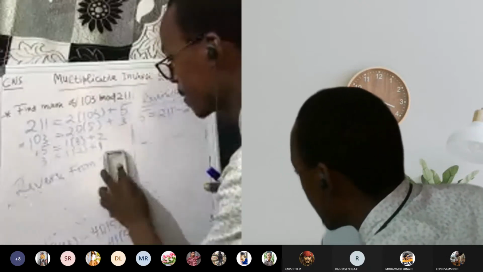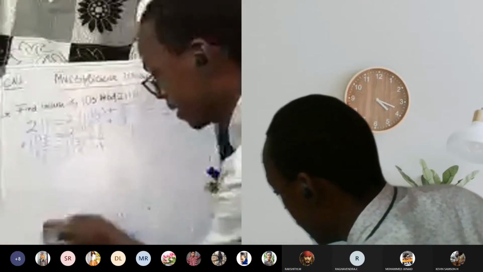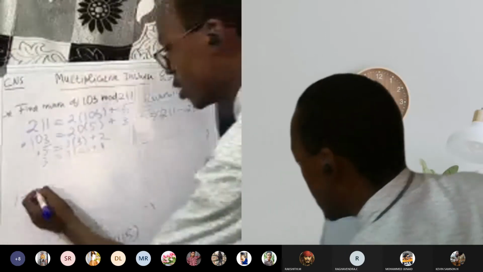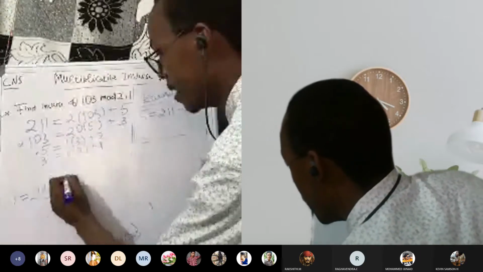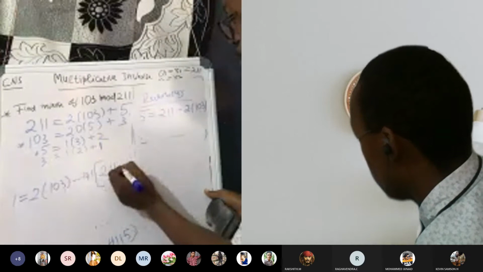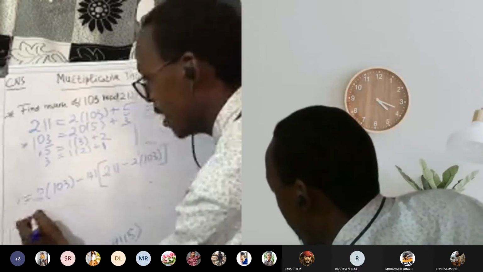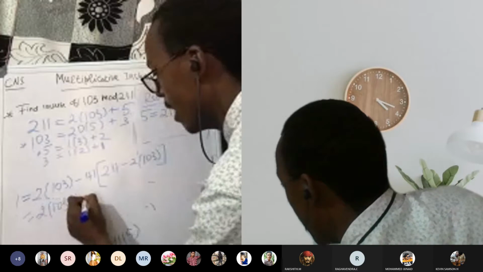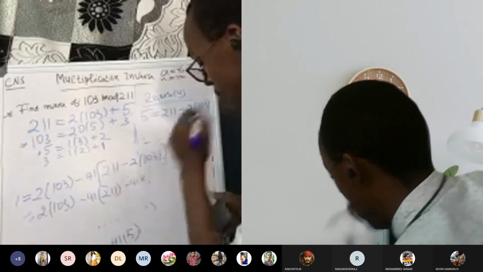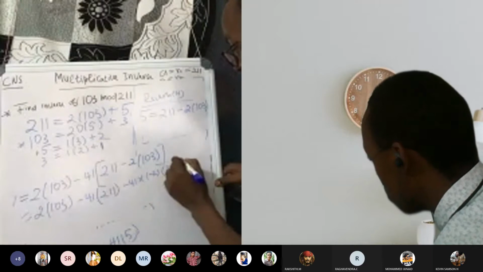I remain only with this, the last one. Okay, this is done. So let me remain with the last answer only, since I want this only. Okay, 5. So now 1 is equal to what? I'm going to replace that one to the value of 103 minus 41 into 5. 5 is equal to 211 minus what? 2. Okay, 103. I close. Now 1 is equal to 103 minus 41 into what? 211 minus 41 into minus 2. Okay, into 103, so that you can understand.